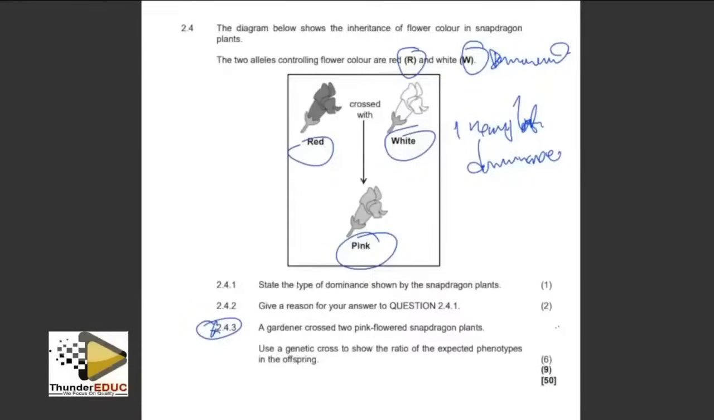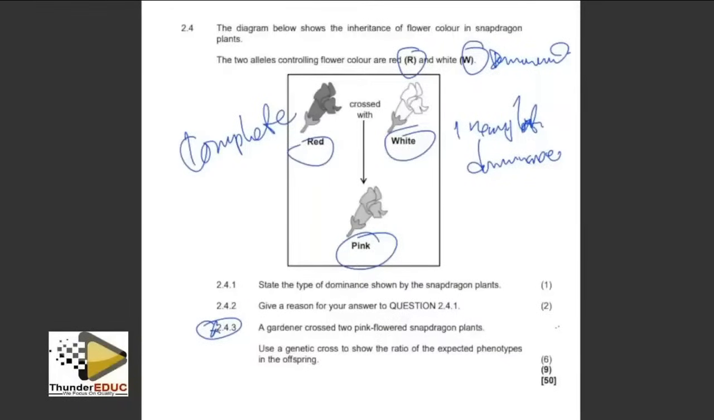Now, if it was complete dominancy, I would have had either red or white, depending on which one is dominant. And if I had codominance, red and white, I would have produced a mixture of red and white. But because this one is pink, a third phenotype, or an intermediate, therefore it is incomplete dominancy.